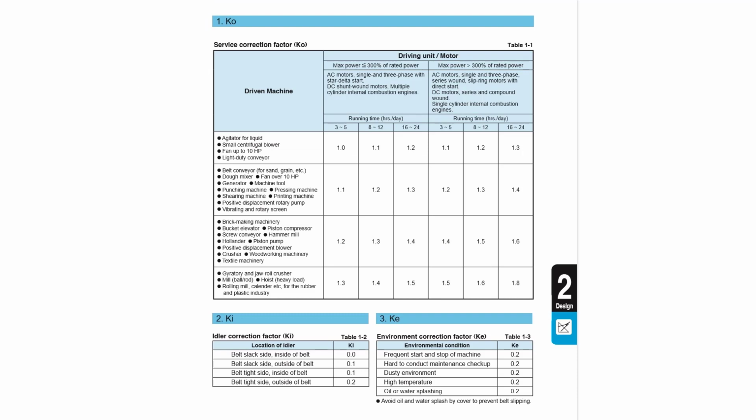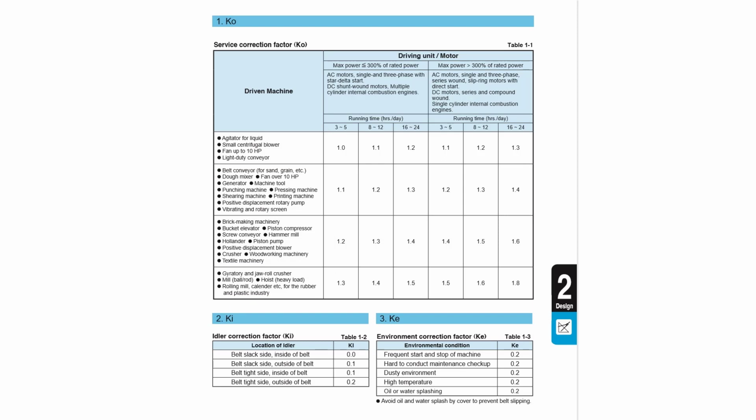To get the service correction factor KO, we need to refer to table 1.1 on page 2. If you look at this table 1.1, we have 2 conditions here, driven machinery and the driving unit motor. In the area of driven machine, we have 4 categories, 4 rows. The first row is for light duty machineries, and as we go down, the 4th row is more on the heavy duty machineries with heavy impact and so on.